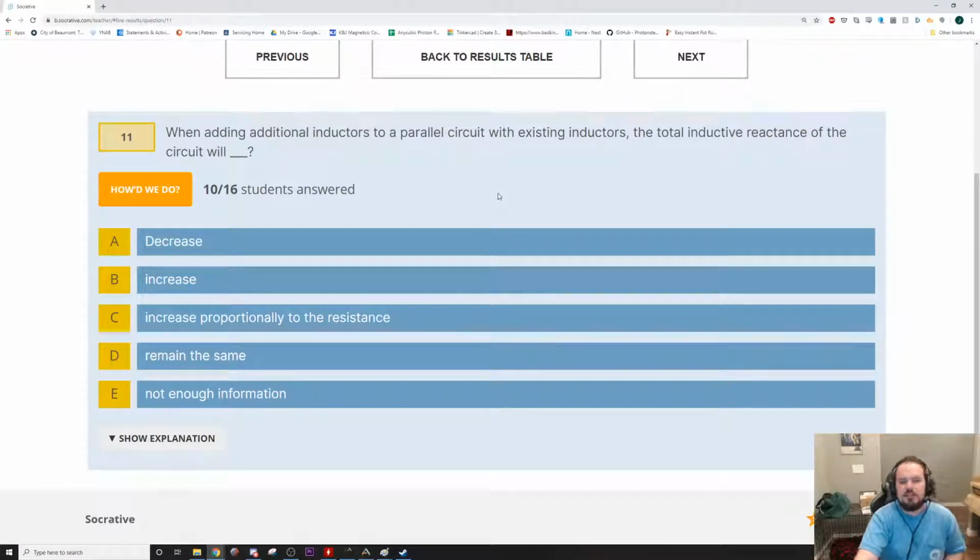When adding additional inductors to a parallel circuit with existing inductors, the total inductive reactance of the circuit will decrease. Yes, so just like one of the first questions we did today, if you add additional resistors to a parallel circuit, total resistance goes down. Same thing with inductive reactance in parallel.